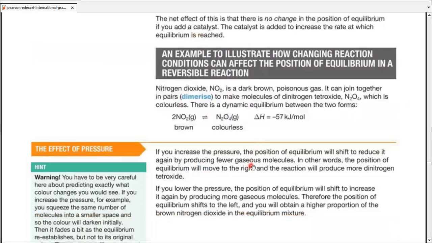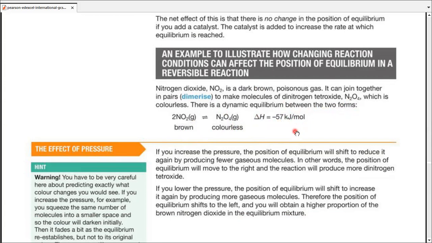So an example to illustrate how changing reaction conditions can affect the position of equilibrium in a reaction. Now, nitrogen dioxide is a dark brown poisonous gas. It can join together in pairs. We call that dimerize, to make molecules of dinitrogen tetroxide, which is N2O4, which is colorless. So one of the gases is brown, one of them is colorless. There is a dynamic equilibrium between the two forms. The forward reaction from the brown gas to the colorless gas is exothermic at minus 57 kilojoules per mole.